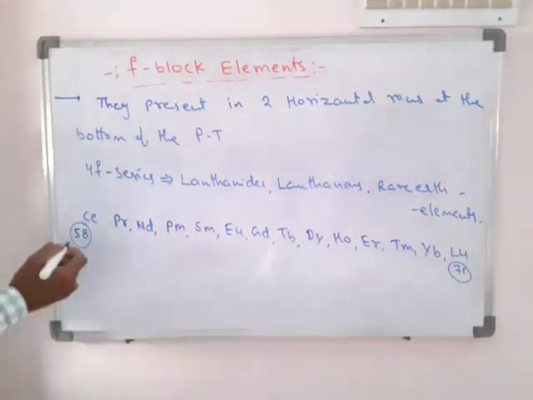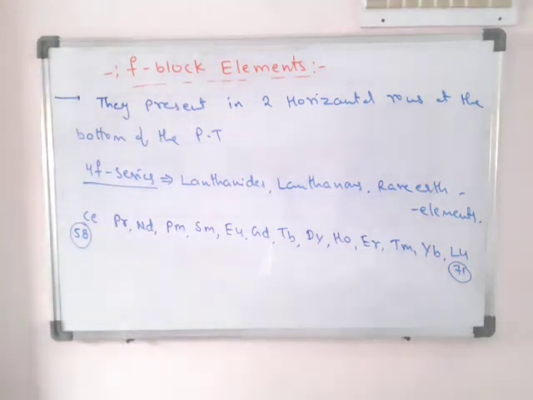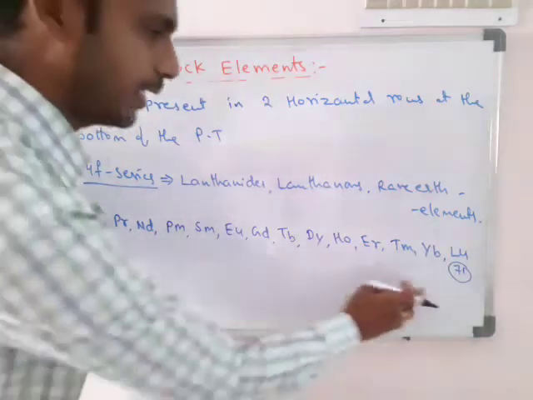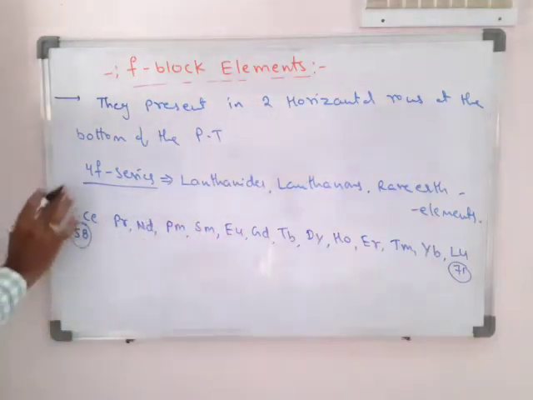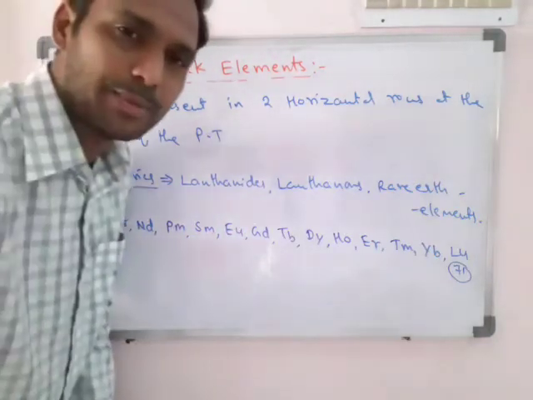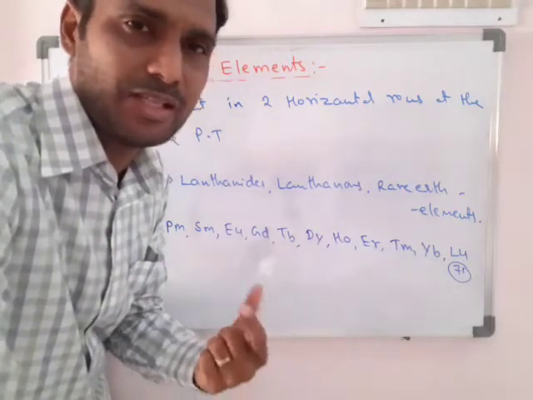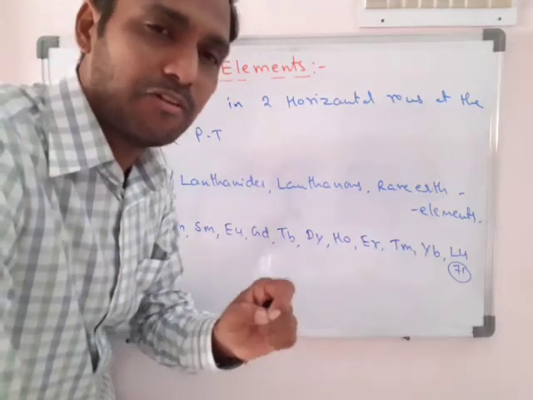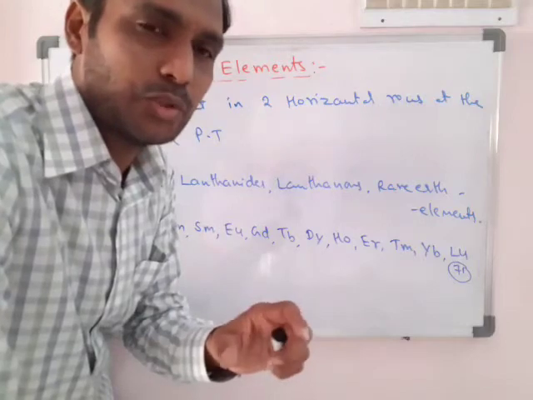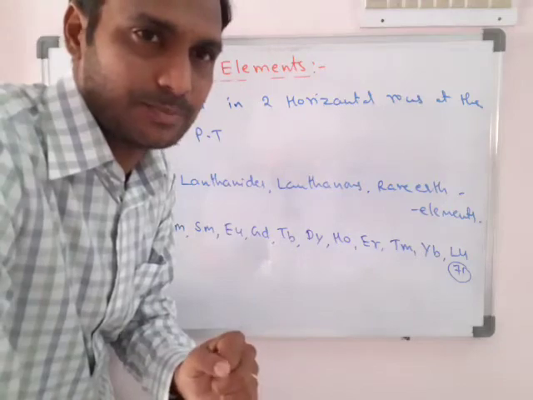Then why are they treated as the 4F series? Because the differentiating electron enters the 4F subshell, from 4F1 up to 4F14. When the 4F subshell fills up, it is called the 4F series. Like in the d block, we have the 3D, 4D, 5D and 6D series. Why are they given these names? Because the filling starts and ends in the 3D subshell.